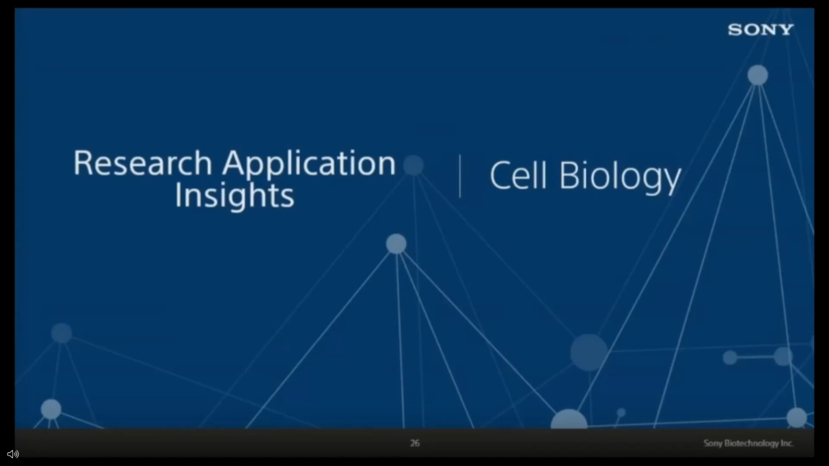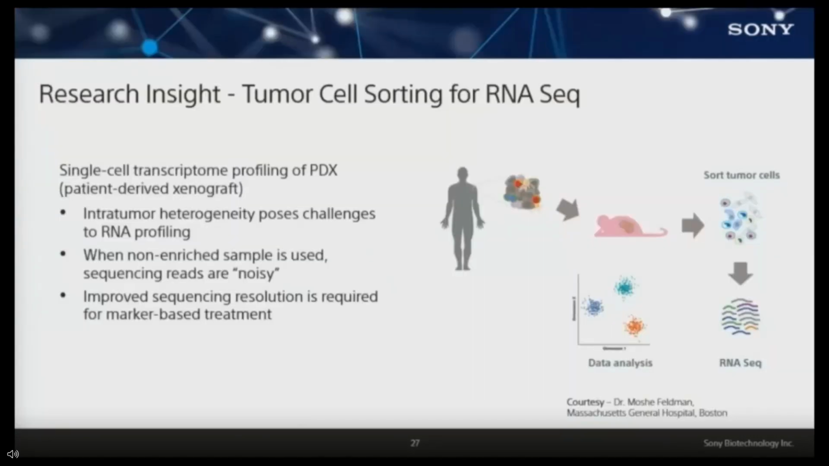Moving on to cell biology. So research insight into tumor cell sorting for RNA-seq, single-cell transcriptome profiling of the PDX or patient-derived xenograft. Here's where we take tumor from, let's say, a human, and we're going to isolate cells and inject that into an animal model. And then we can study this downstream. Well, why do we want to work this model? Why do we want to sort?